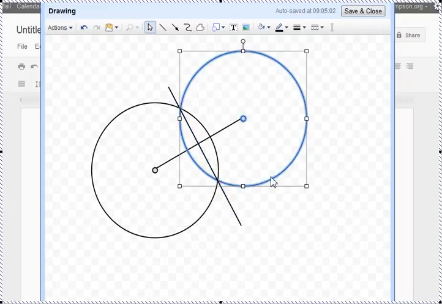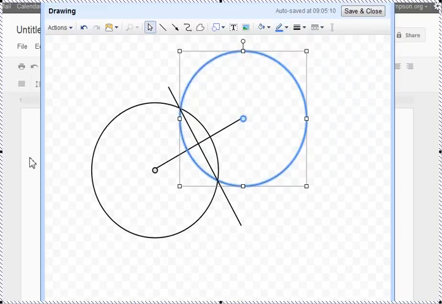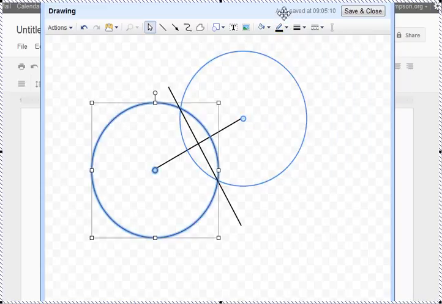Those circles are really just guides. In fact, I should make it a different line color so that everyone knows that these are just guides for us.